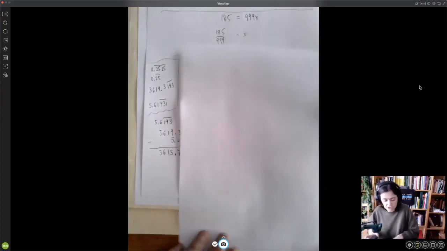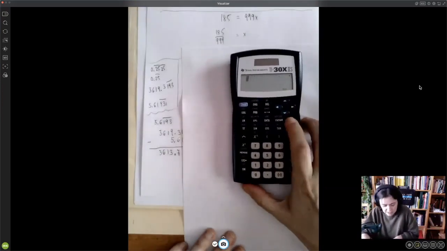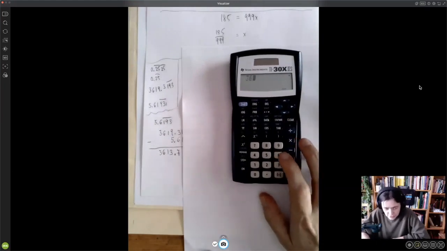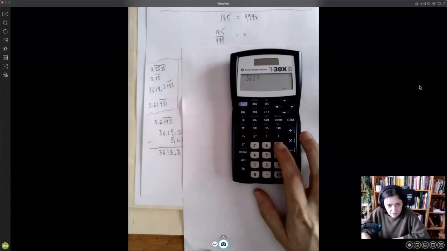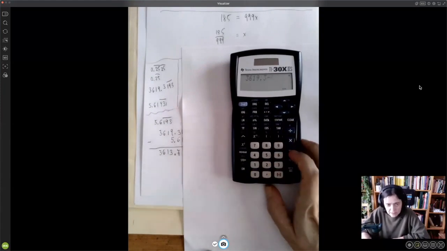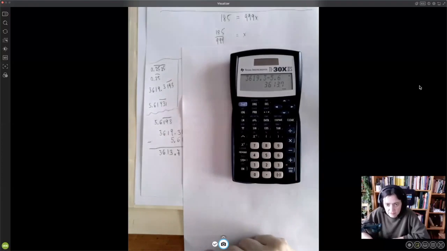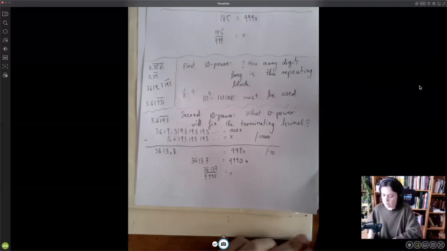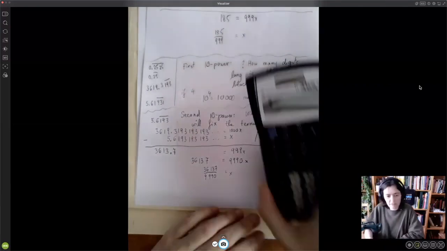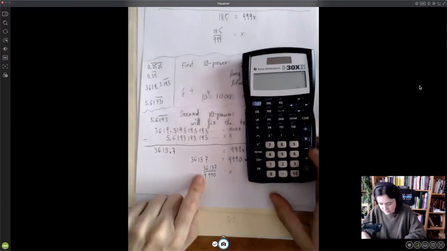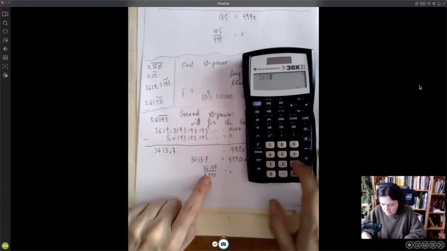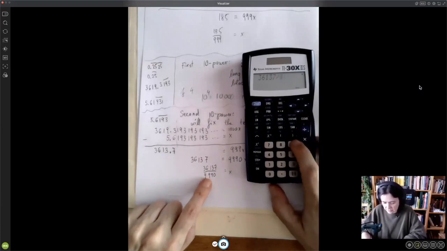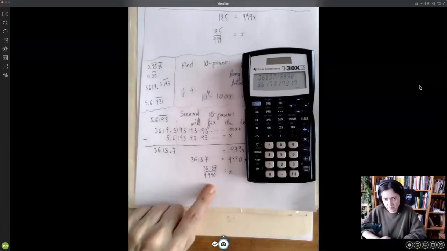So let me just check my own subtraction first, because probably that's what I messed up. Did I mention you lose it if you don't use it? 3619.3 minus 5.6 is 3613.7, 3613.7. But maybe I punched in the incorrect thing. So 36137 divided by 9990.